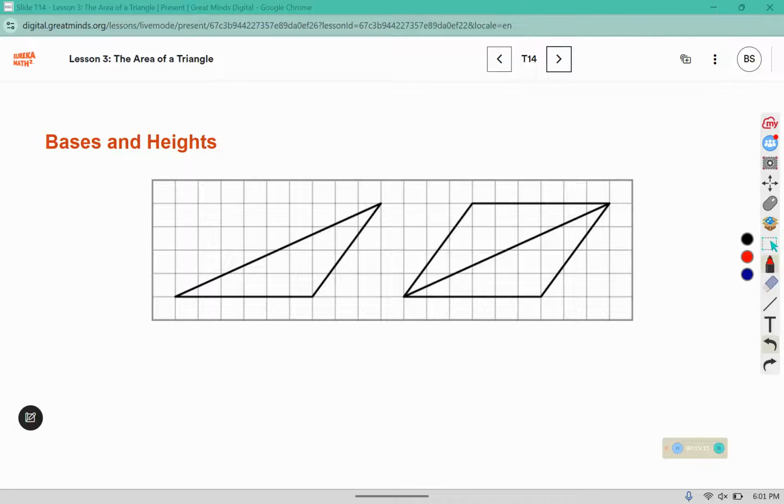Here you can see the parallelogram that would be formed from two of these triangles. So it has a base of 6 and a height of 4, which would give it an area of 6 times 4, which is 24. But for this, it's a triangle, so it'd be half of that, which is 12.